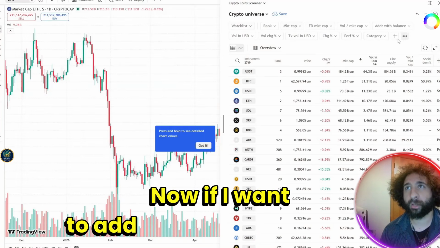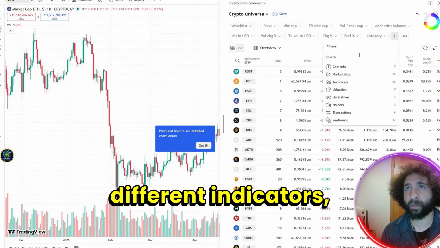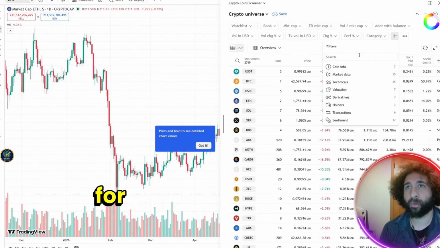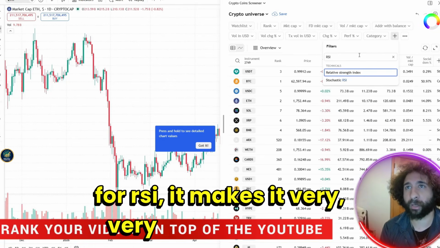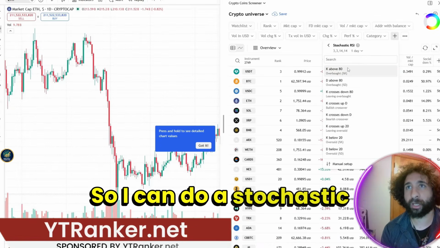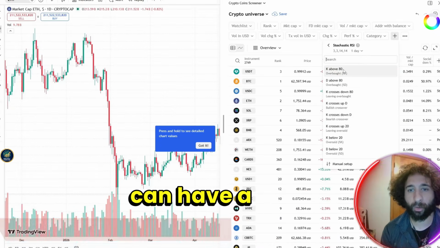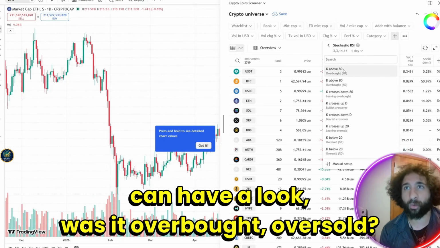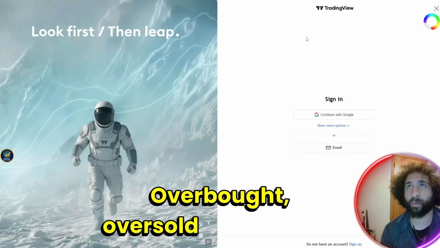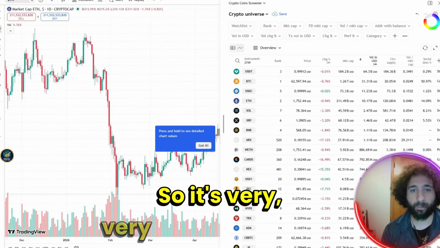Now, if I want to add different things here, different indicators, I can, for coin info, for RSI, it makes it very, very easy to do that. So I can do a stochastic RSI here, and then I can have a look. Was it overbought, oversold? That's grand. So it's very, very straightforward.